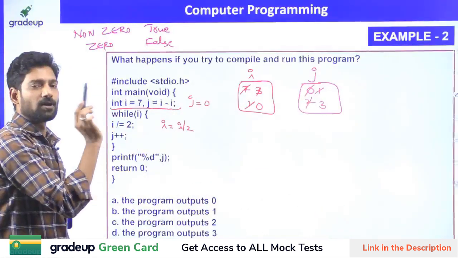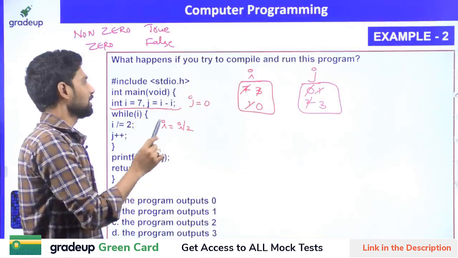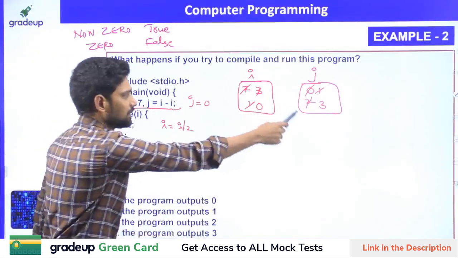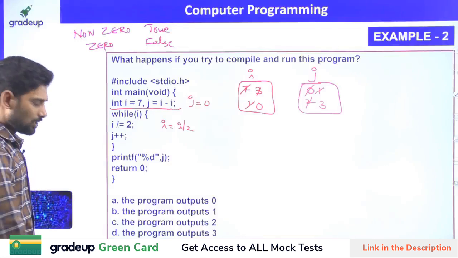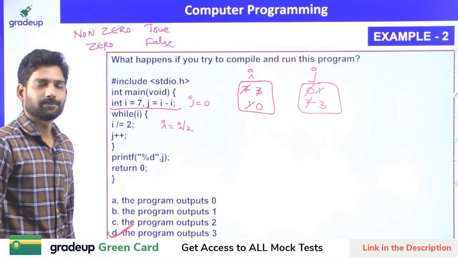While 0 false, so by the time it comes out, j value is 3, i became 0. printf j, so what is printed? j value is how much? 3. So the program outputs 3 would be the answer.